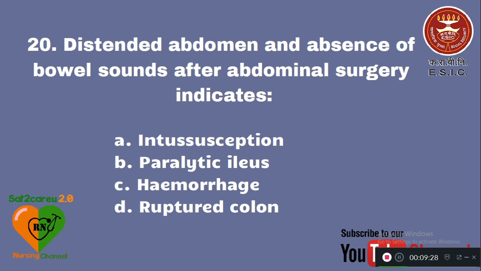20th question. Distended abdomen and absence of bowel sounds after abdominal surgery indicates option A, intussusception, B, paralytic ileus, C, hemorrhage, D, ruptured colon. The correct answer is: the absence of bowel sounds and distended abdomen show paralytic ileus.